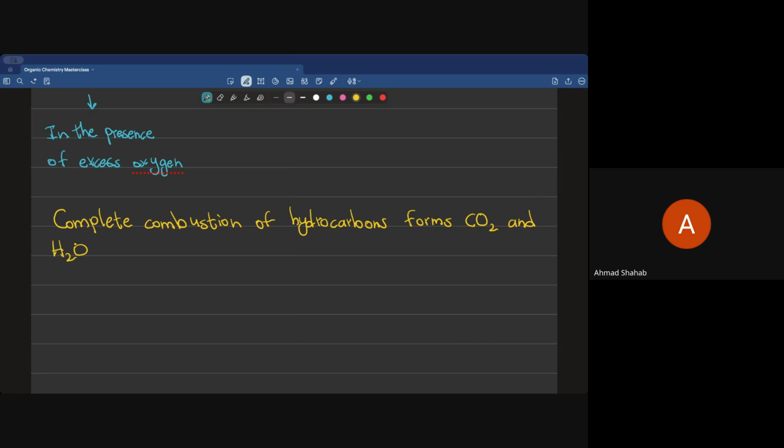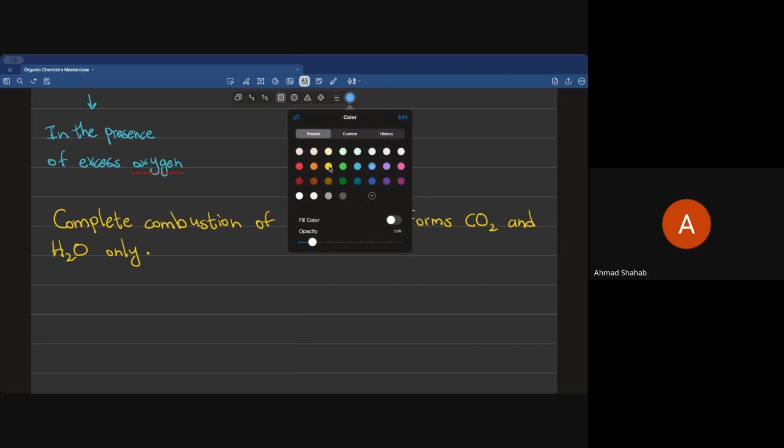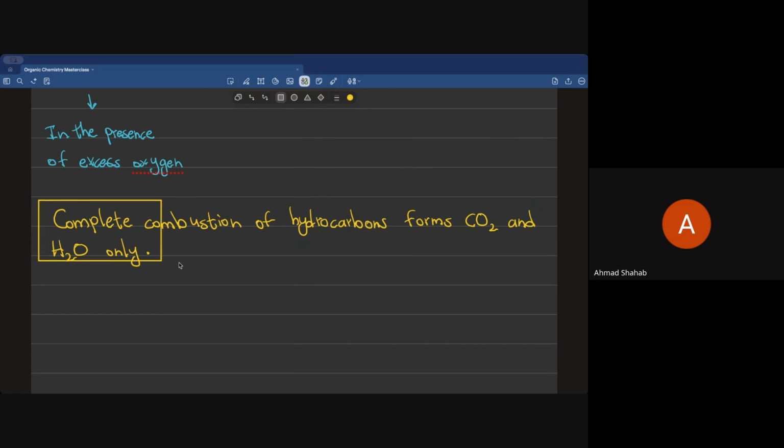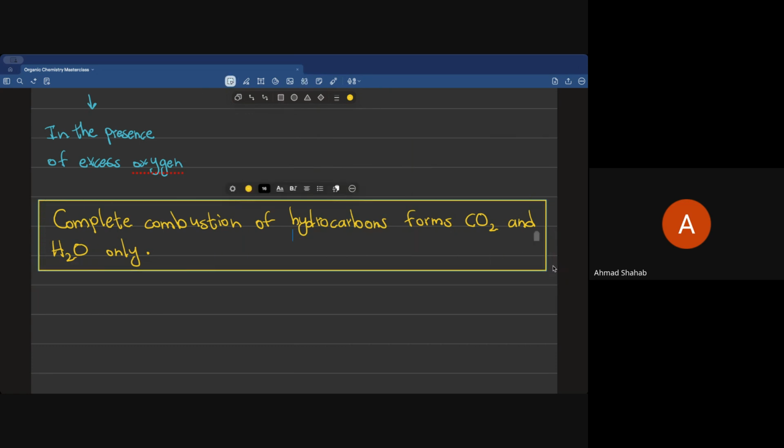ठीक है, only ये दो products आपको मिलेंगे, and this is only and only limited to complete combustion, right? This does not apply to incomplete combustion. उसके अंदर we have a small sort of difference जो कि हम discuss करेंगे. ठीक है, this is sort of a golden rule that you need to remember.